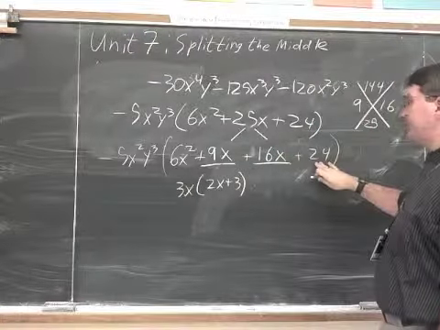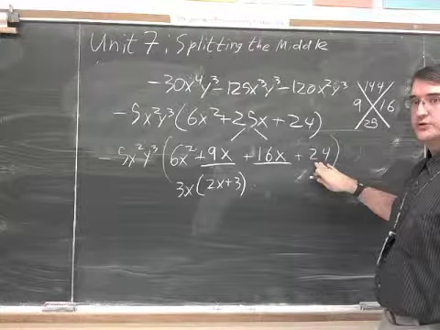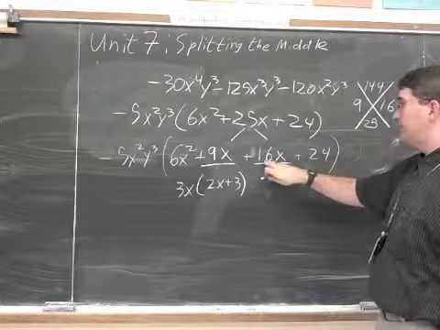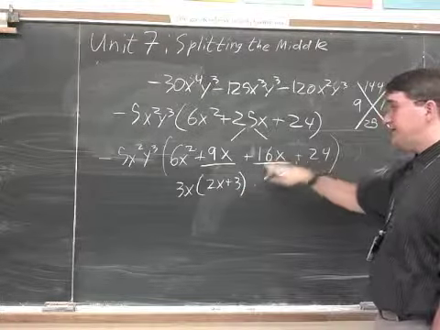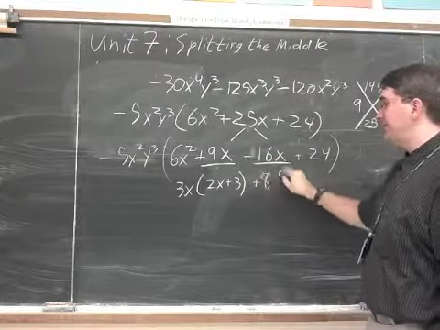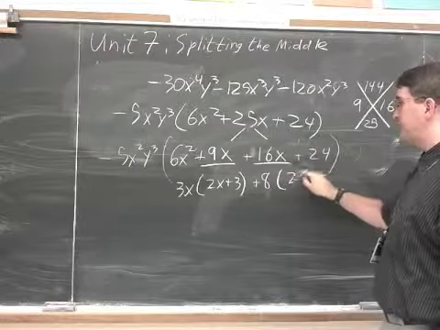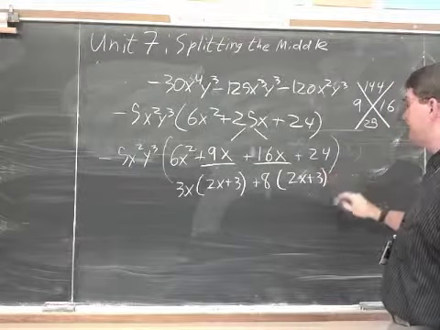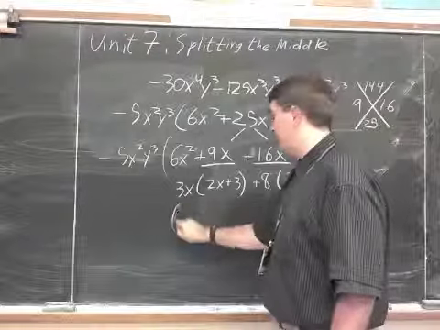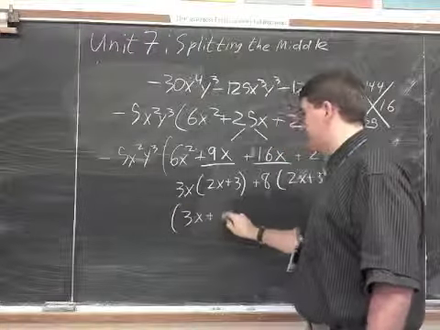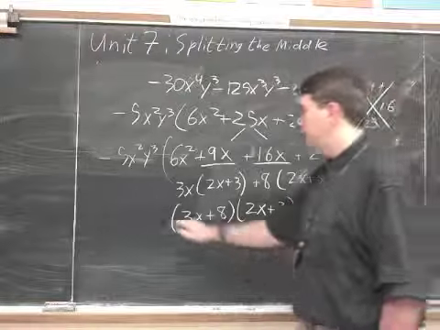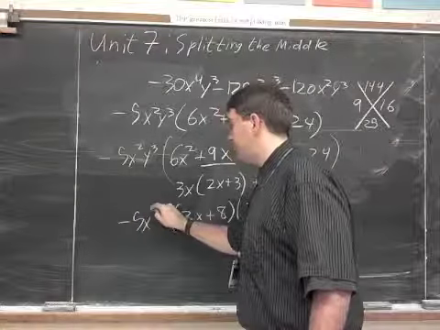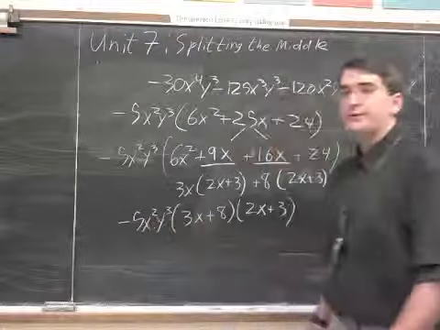16x and 24, a little bit more tricky. I could take a 4 out, but it looks like, because remember, I'm hoping to get this, the 2x plus 3, and 8. I can take an 8 out of both of those things. And I'm left with the 2x plus 3. And so that gives me now 3x plus 8 times 2x plus 3 with the negative 5x to the 2, y to the 3 out in front.